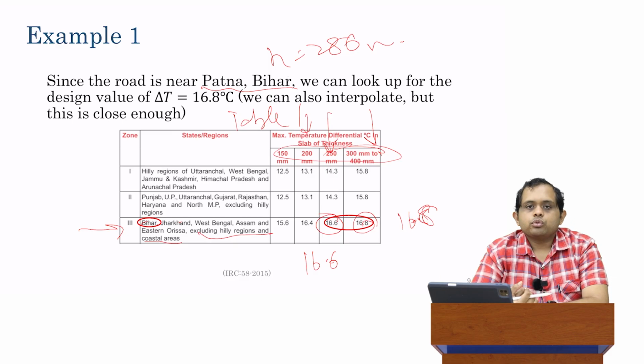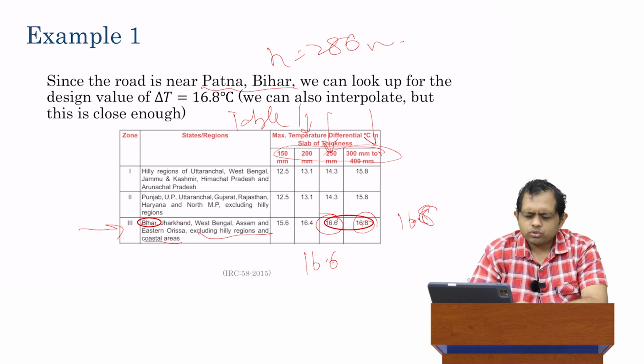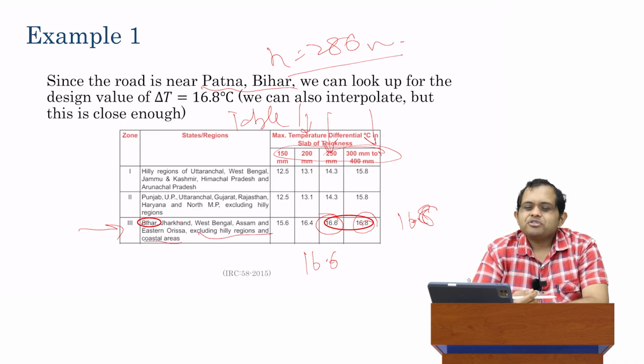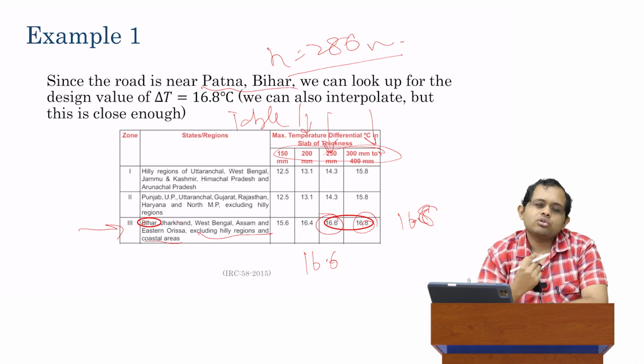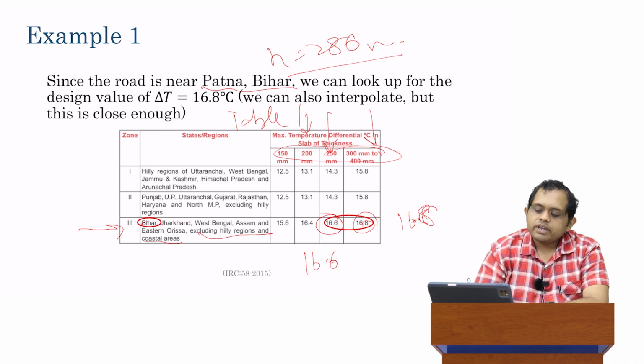So we have two ways to do it. We could do an interpolation in between. If we know at 250 we have 16.6, and at 300 we have 16.8, we can do a linear interpolation and calculate what the value would be at 280 mm. In general, that's not what we do in practice. We just decide to find the nearest value. So 280 is closer to 300 than it is to 250. Or you can say, if you want to be a little bit on the conservative side, let's go to the slightly higher value. And so the idea is, use 16.8.